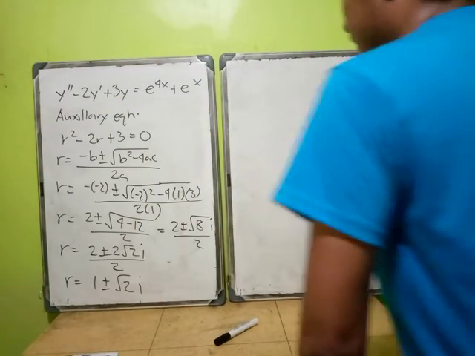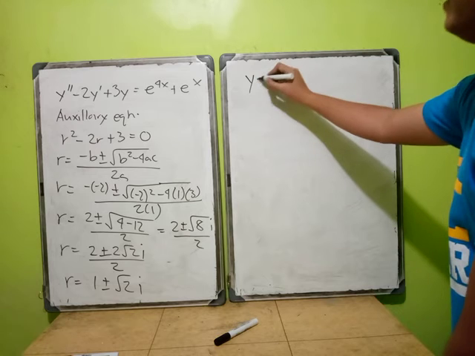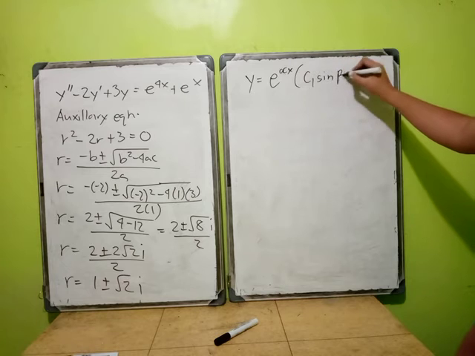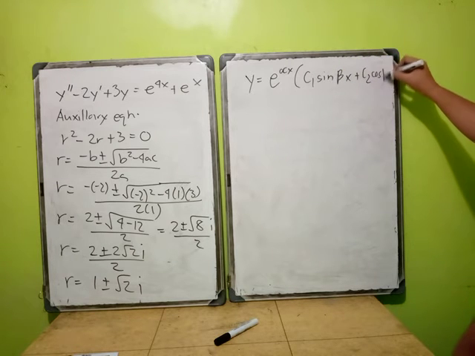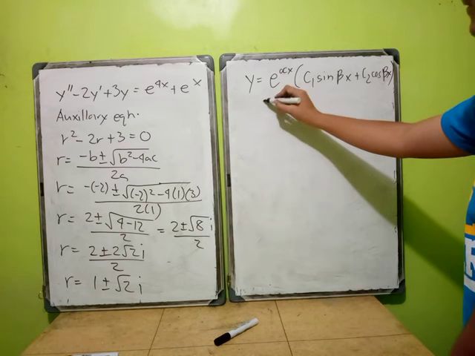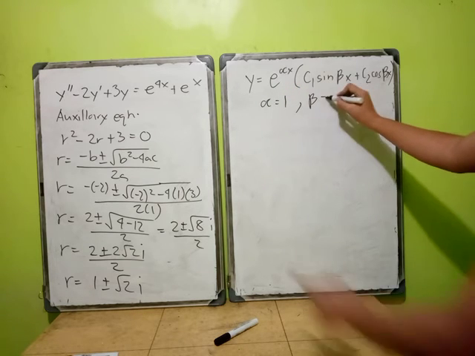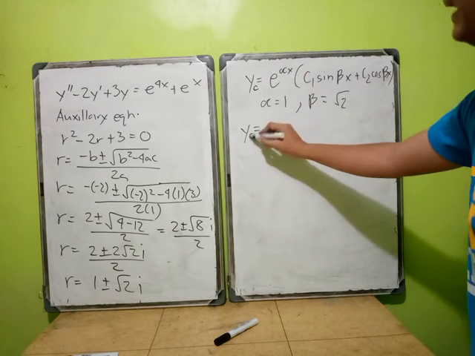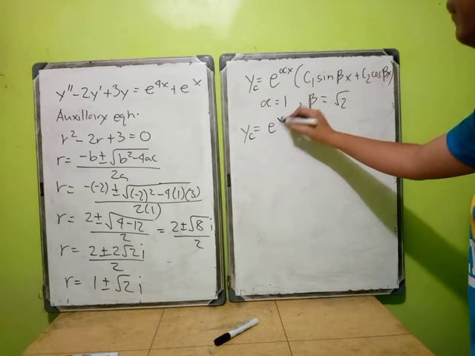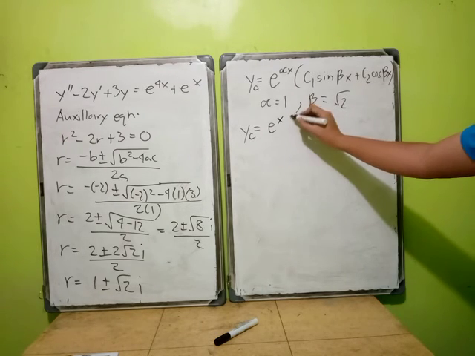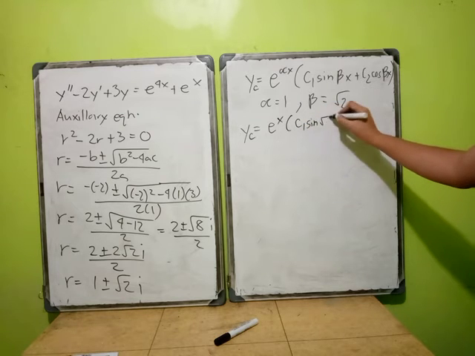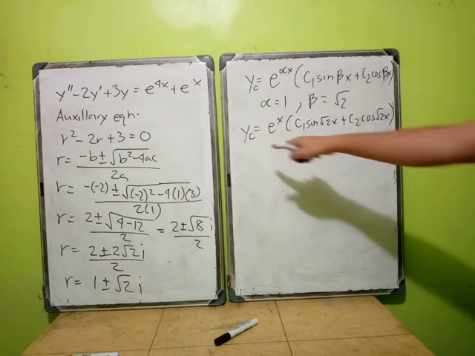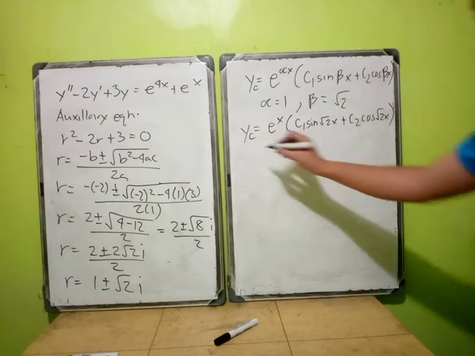Therefore, our solution will be y is equal to e to the power of alpha x times c1 sine beta x plus c2 cosine beta x. Alpha here is equal to 1 and beta here is equal to square root of 2. So we get y is equal to, this is the yc, e to the power of x, then c1 sine square root of 2x plus c2 cosine square root of 2x. So this is your homogeneous solution.